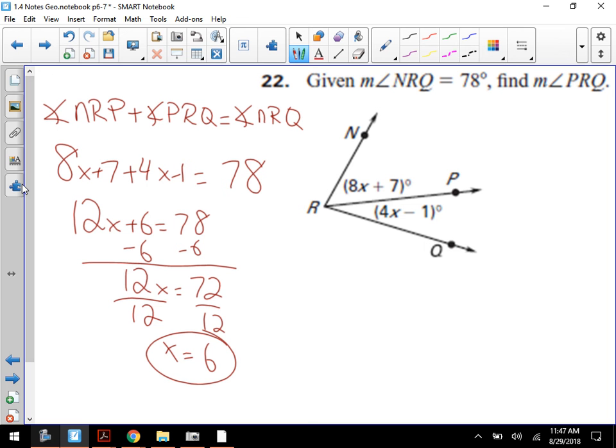Now, again, geometry, which means not always just solve for x, it means solve for x and do something with it. Here it tells me to figure out which angle. PRQ. Which means I can go back to my diagram, figure out where angle PRQ is, right here. And I substitute in 4 times 6 minus 1. How much? 24 minus 1. Which is? Perfect.